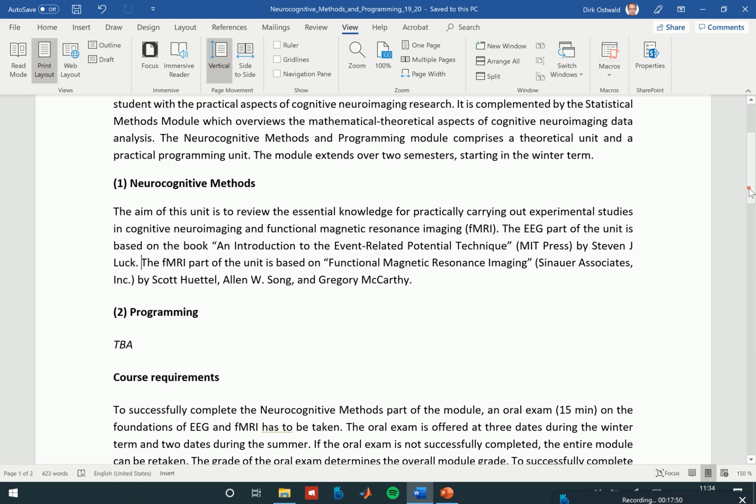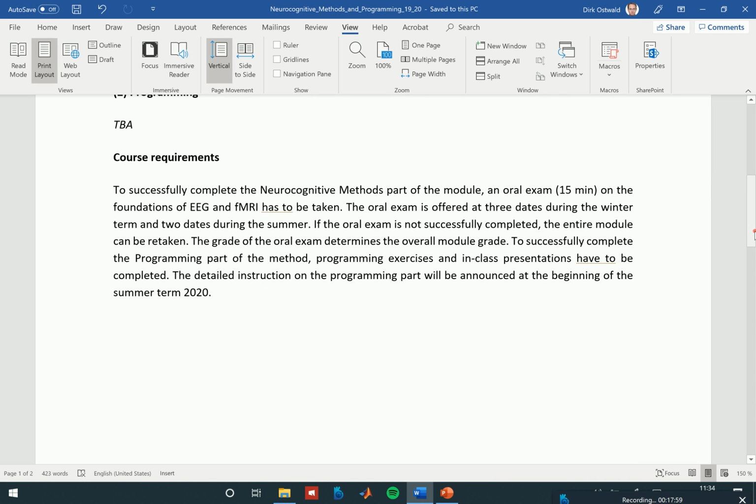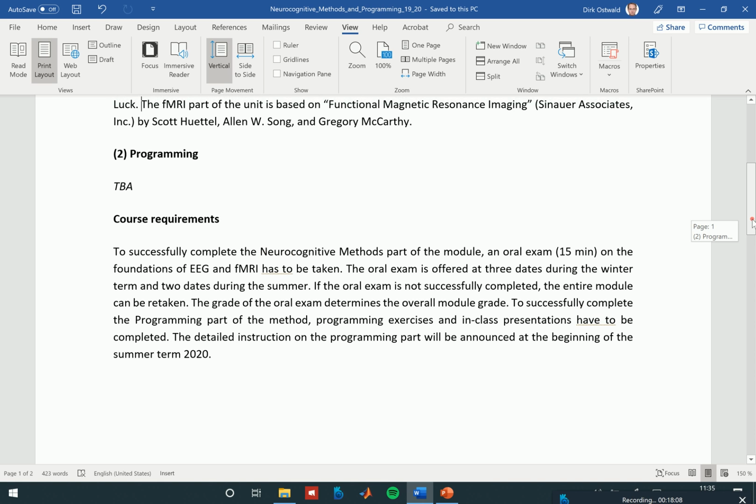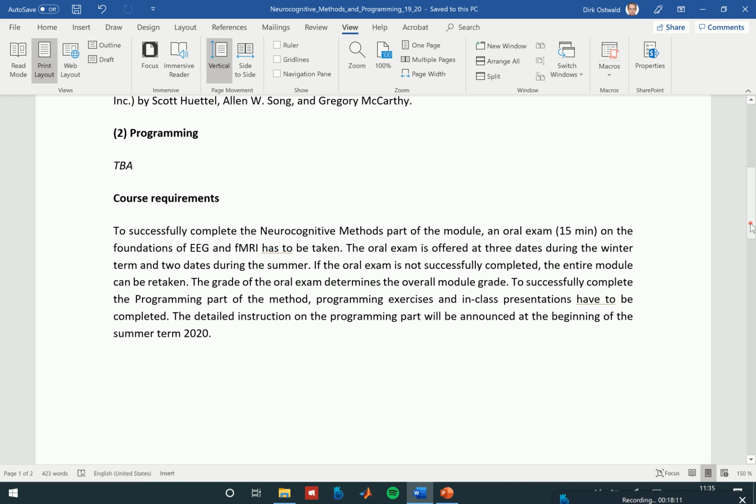Any other questions? No? Good. Then course requirements. So what do we have to do to pass the course? Obviously you have to do something for neurocognitive methods, and you will have to do something for programming. For programming, I am not quite clear yet what you will have to do. I will look again at what you did last year and what worked and what did not. But what you will have to do for programming will only be important in the summer term, which is still a couple of months to go. So there's still some time.